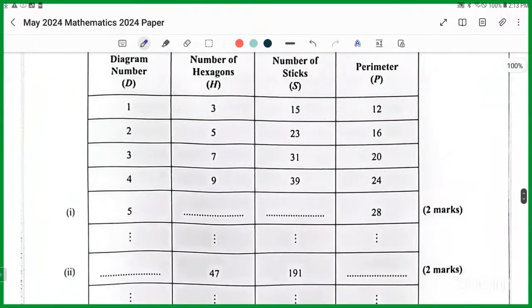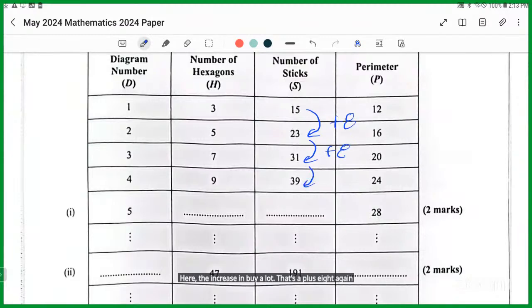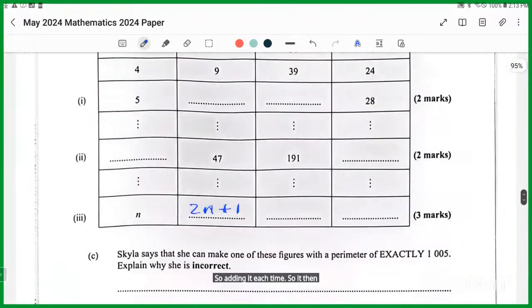Here, they're increasing by what? 8. That's a plus 8. That's a plus 8 again. That's a plus 8 again, right? So they're adding 8 each time. So 8n starts the formula. Gotta keep adding 8.